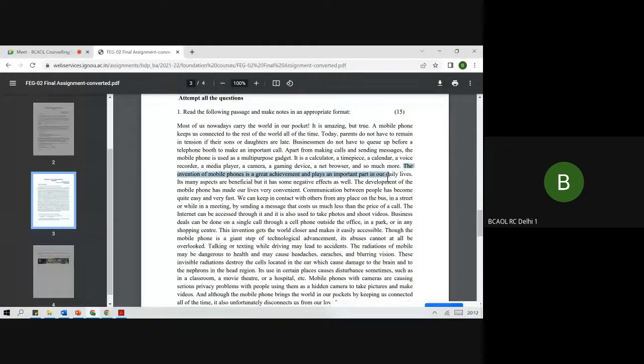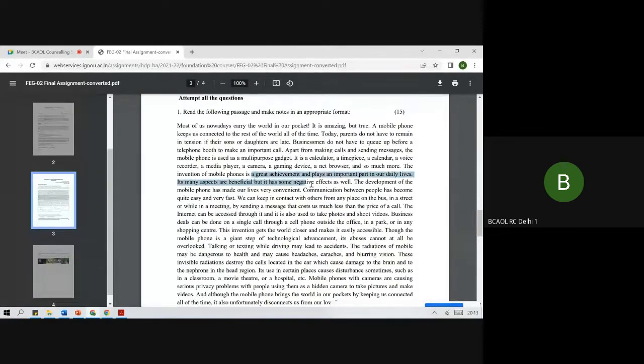And it's talking about the history. Okay, talking about the history. Now we have to write about the history of this. Invention as a great achievement plays important parts in our daily lives. Its many aspects are beneficial, but it has some negatives. See, benefits, merits, and demerits.